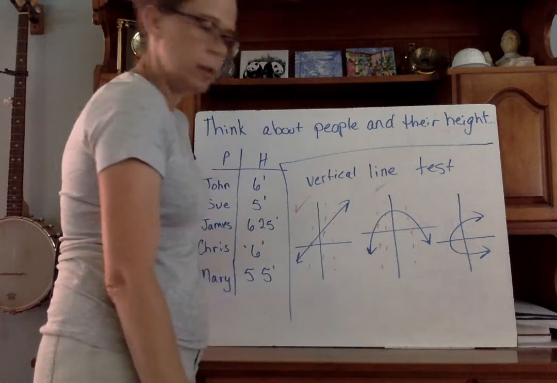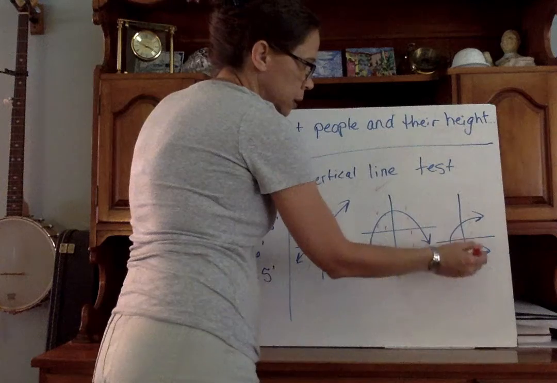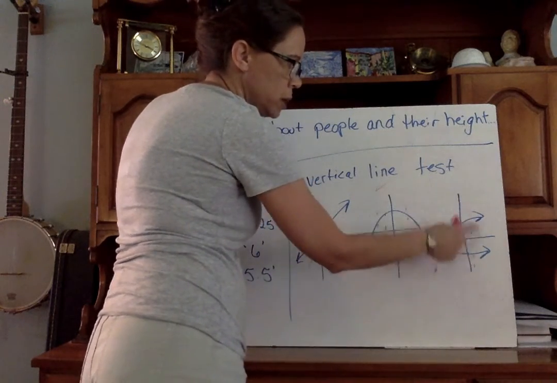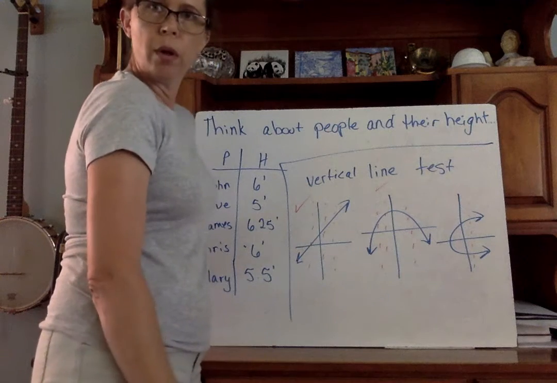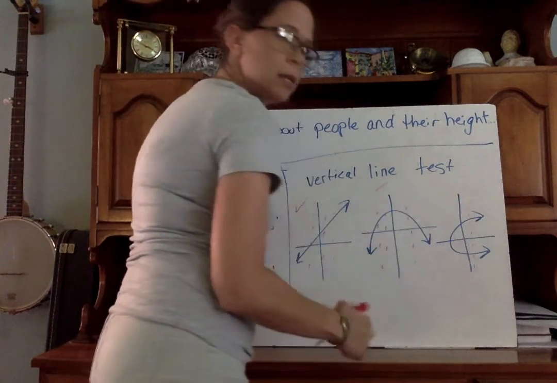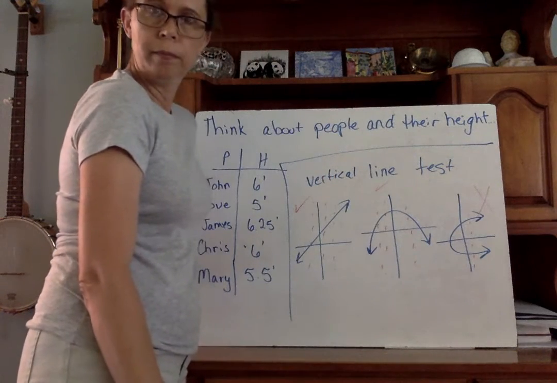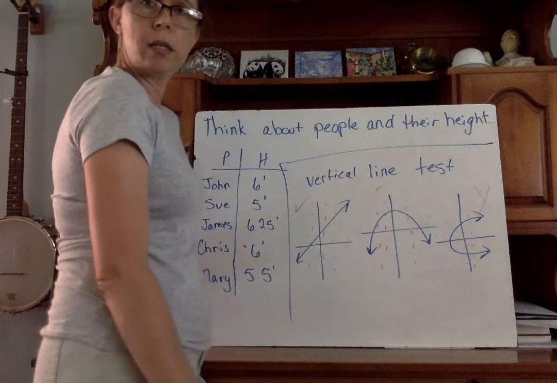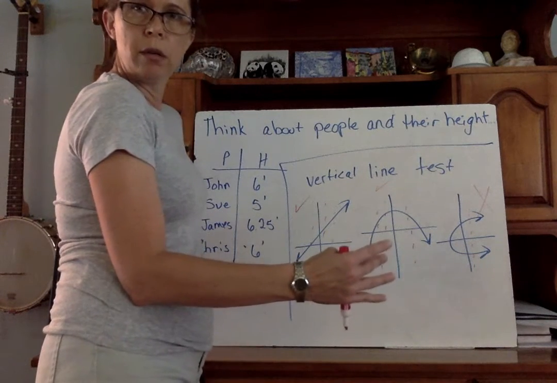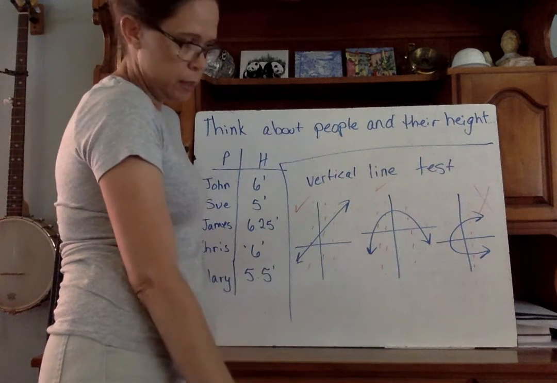Okay? Look at this parabola though. There are several places where I could draw a vertical line and I will cross this graph more than once. Okay? I'll cross this parabola more than once. This one is not a function. Okay? So that's the vertical line test. It's a really cool test. If you have the graph of a relation, you can discover whether it's a function or not by using the vertical line test.